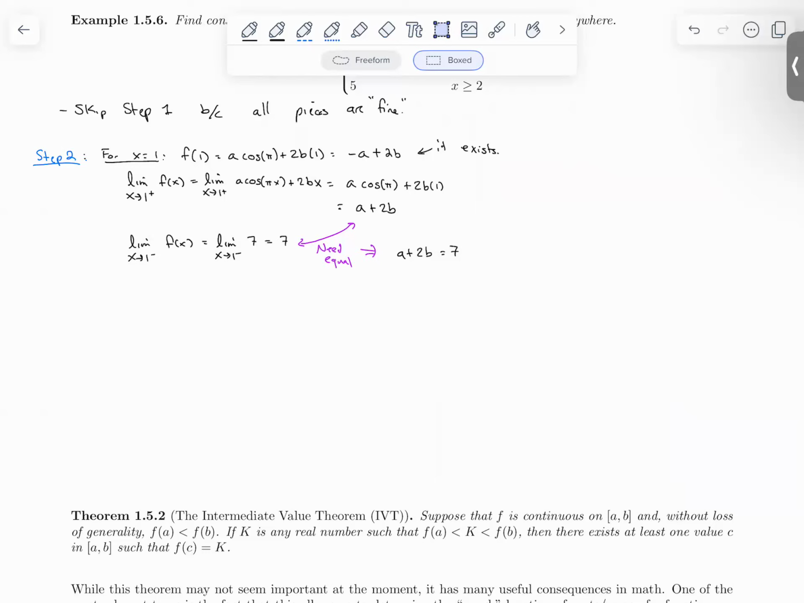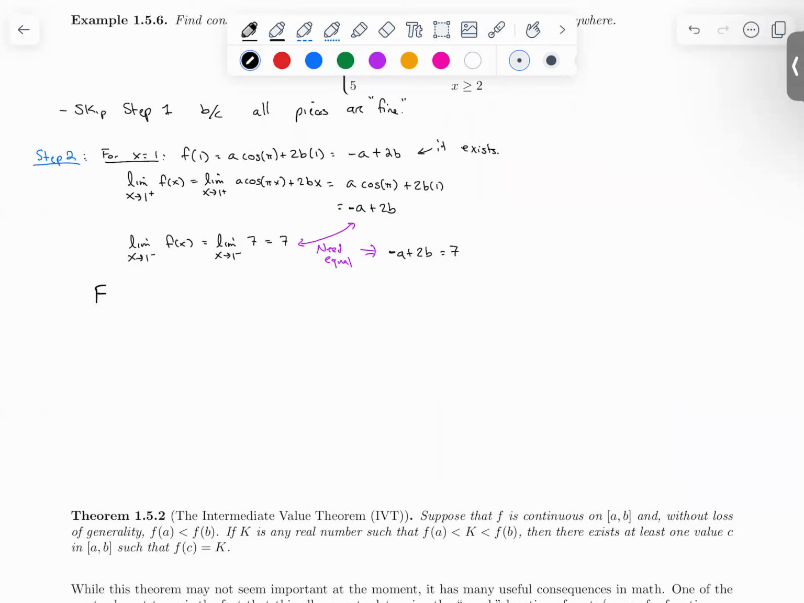The a plus 2b, isn't it negative a plus 2b? Negative a plus 2b. Yes, negative a plus 2b. All right. Thank you for catching that. We had written it up here.